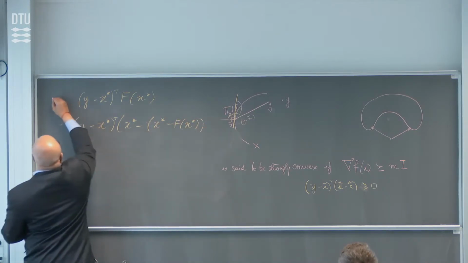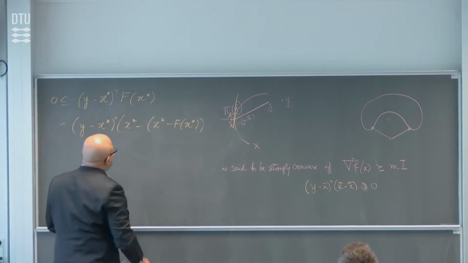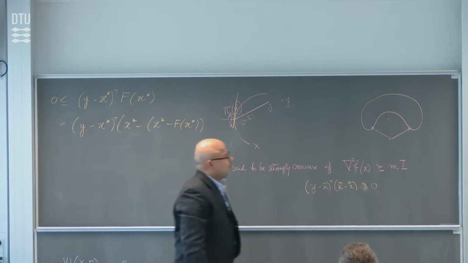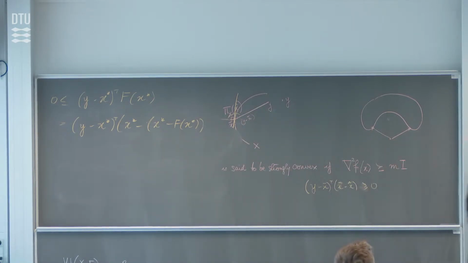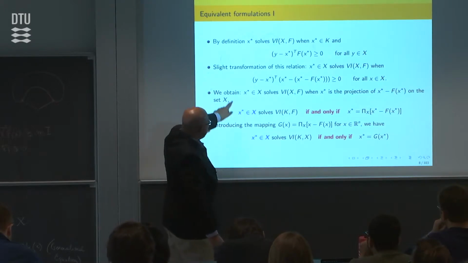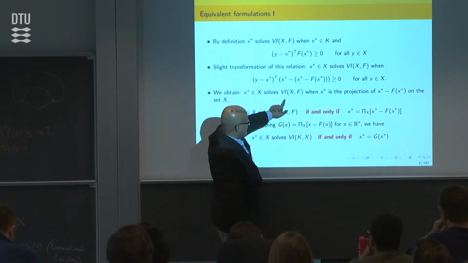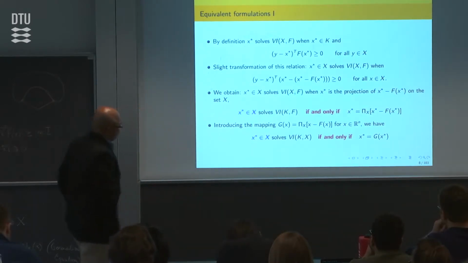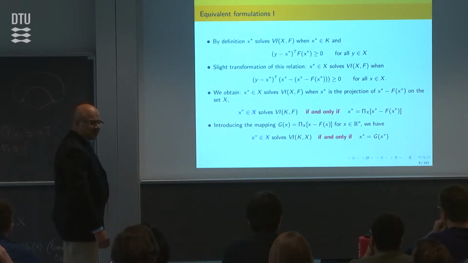So this is greater than or equal to 0. Now you have something that looks like the projection, right? Look, you have y minus x star, x star, x star, and again another vector. Remember y is to lie in X. So what you find is x star lies in X when x star is the projection of x star minus f of x star on the set X.